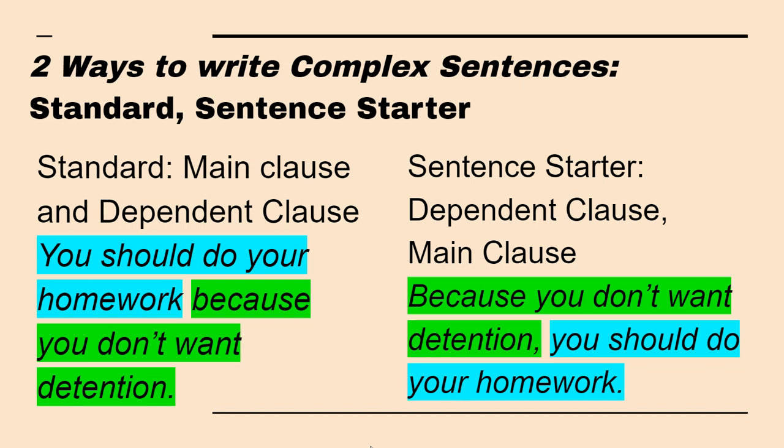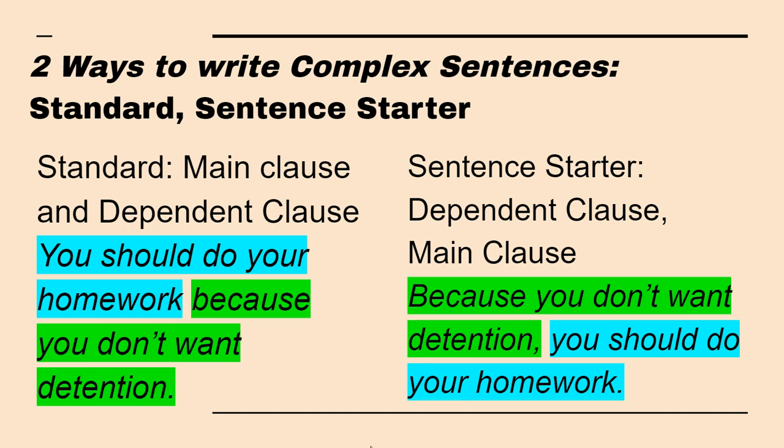The other way to do this, though, is to use that dependent clause as your sentence starter. Because you don't want detention, comma, you should do your homework. Anytime you have a weak sentence, you could add a dependent clause right at the beginning of the sentence, put a comma after it, and then make your sentence stronger. It's a really great tool that you can use to improve your writing. And when you mix up both of these styles of complex sentences, it really makes your writing better. It gives it a better sound, a better feel, and you'll get better grades on your papers.